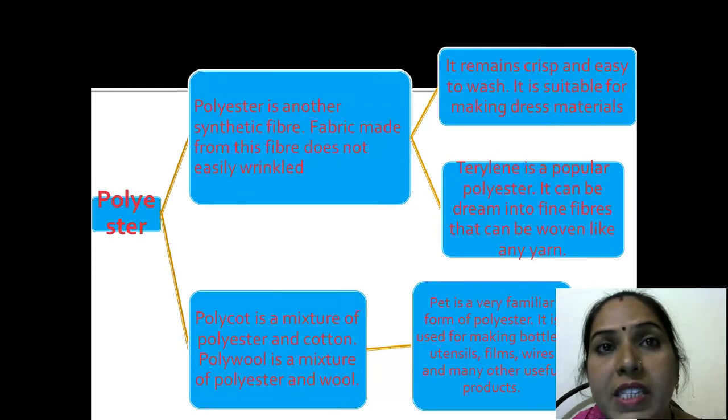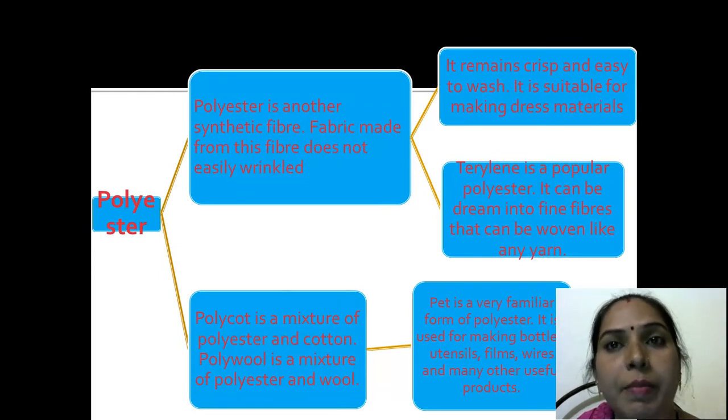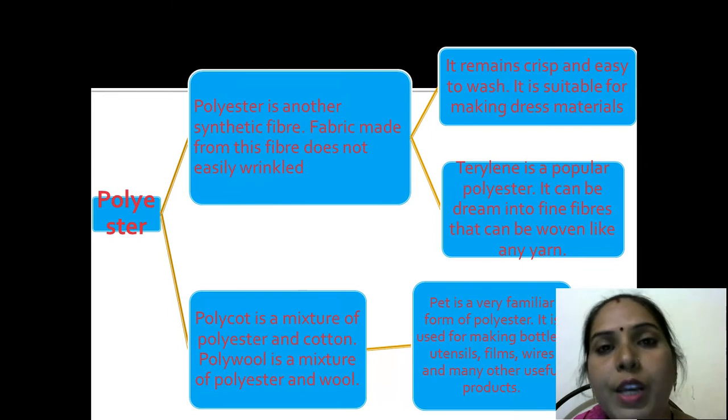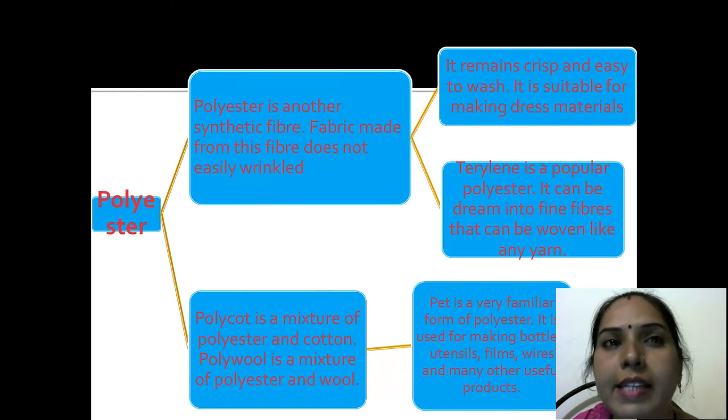Now see, polyester can be mixed with other things, like something known as polycot. What is polycot? Polyester, when combined or mixed with cotton, forms polycot. And when polyester combines with wool, it is called polywool. So we can use it easily. It's a nice thing to use, alright.